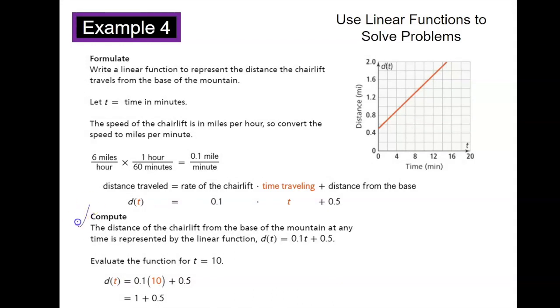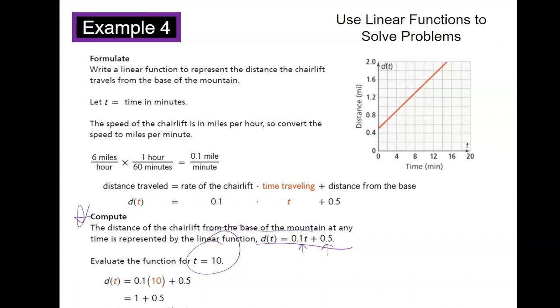Okay, so now let's compute. The distance of the chairlift from the base of the mountain at any time is represented by the linear function d of t equals 1/10 of a mile per minute plus the half a mile that it's already at. Evaluate the function. And when we solve for 10 minutes, we are at 1.5, and not just 1.5, but 1.5 miles from the base of the mountain, right? Because that's what it's asking us, from the base of the mountain.